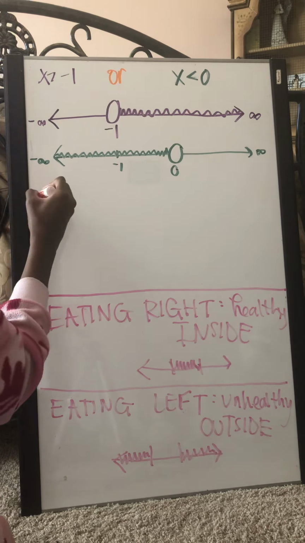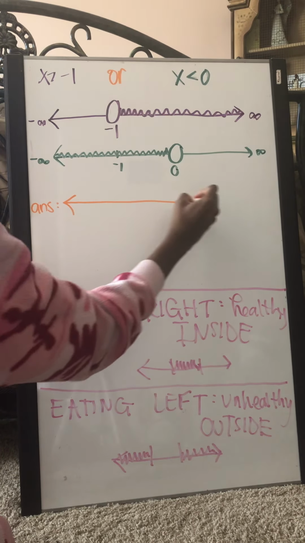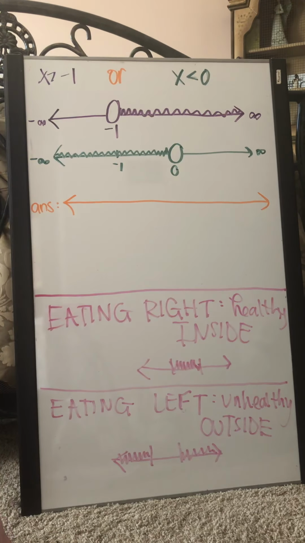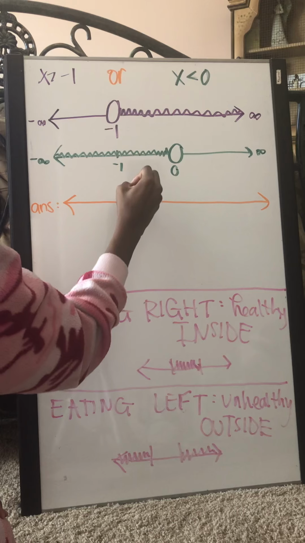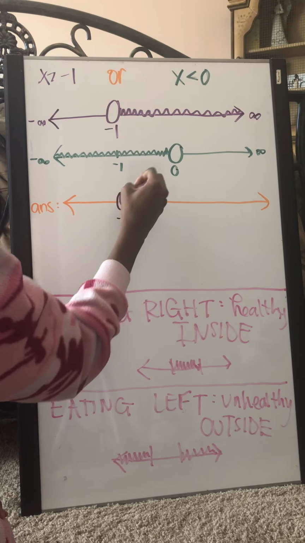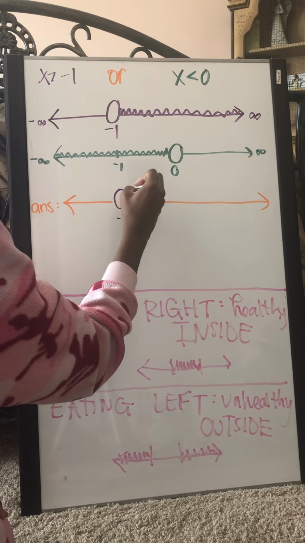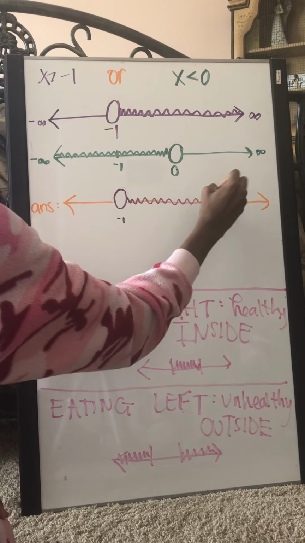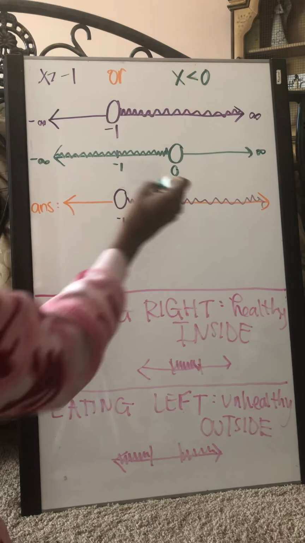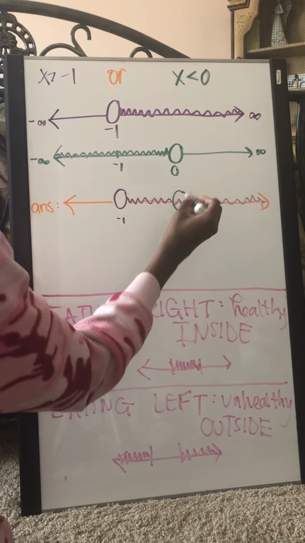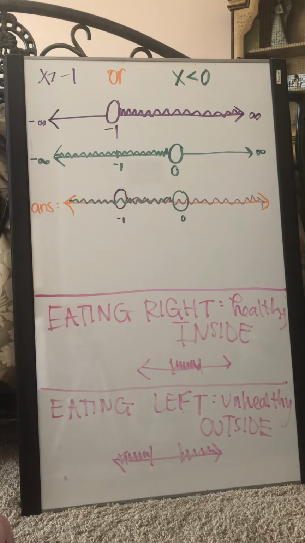And then finally, for our answer, we're taking both of these, okay? So we're going to take our purple one, which is an open circle from -1 and then shading to the right. And then we're taking our open circle from 0 and shading to the left, okay?